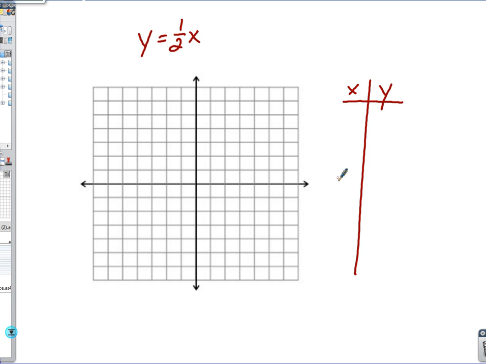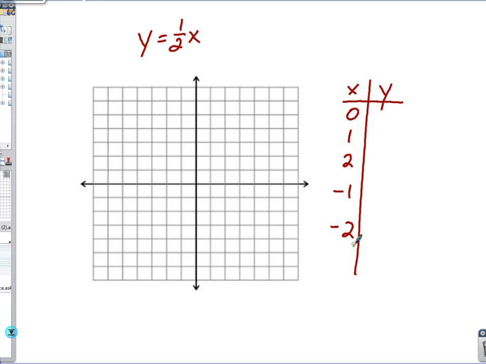So I'm going to choose x values. 0 is always a good one to plug in. We'll choose maybe 1, 2, and -1 and -2. You can choose any x values that you like. I could have chosen some different ones that might have worked a little bit better, but we'll stick with these.